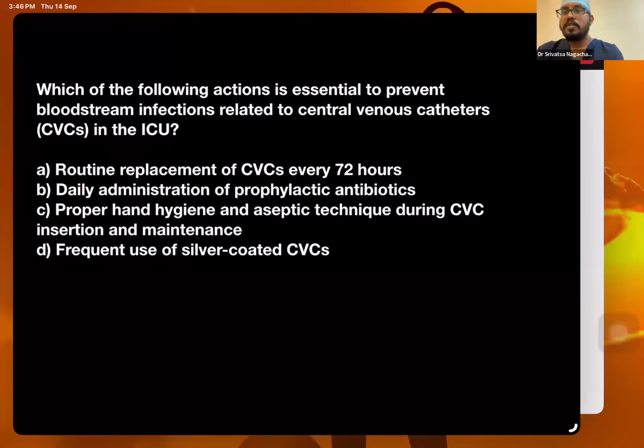Coming to the next question, which of the following actions is essential to prevent bloodstream infection related to central venous catheters in the ICU? Option A, routine replacement of central venous catheter every 72 hours. Option B, daily administration of prophylactic antibiotics. Option C, proper hand hygiene and aseptic techniques during central venous catheter insertion and maintenance. Option D, frequent use of silver coated central venous catheters. Time starts now. I'll give you 30 seconds.